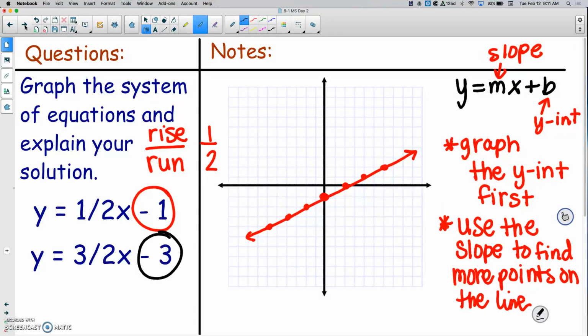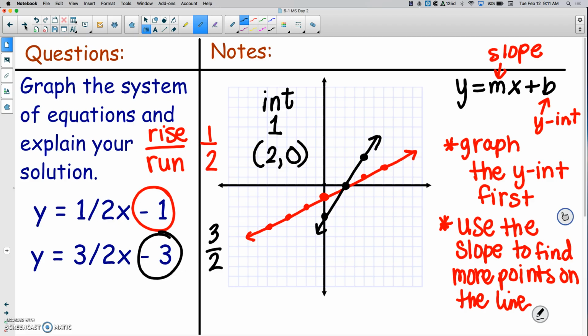The second one, y-intercept -3, slope 3/2. So that means rise over run, rise 3, run 2. And here's where they cross. So these lines are intersecting. There's one solution, and that solution is the ordered pair. Let's see, I need an x-coordinate first. So the x-coordinate is 2, and the y-coordinate is 0. So 2, 0. So this point right here is 2, 0.